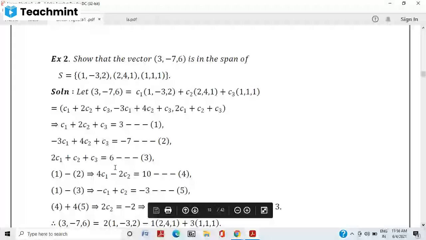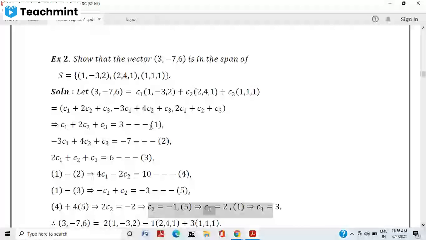Now we got 3 equations with 3 unknowns. Either you can combine two equations and simplify, or you can use the matrix method. In the matrix method, we will reduce the matrix into reduced row echelon form and simplify. We will discuss one problem like that also. Here we have just taken two equations at a time and simplified.